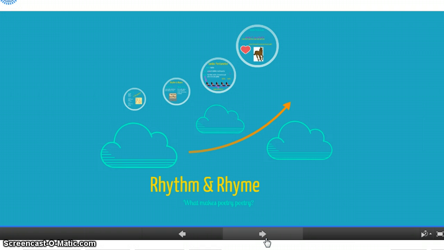Alright, so remember that in poetry, rhythm and rhyme are important, but not necessary. Remember, free verse has neither rhythm nor rhyme. Blank verse has no rhyme, but it has meter, specifically iambic pentameter. And we will be looking closely at iambic pentameter later, so make sure that you know all those terms that have to do with iambic pentameter.